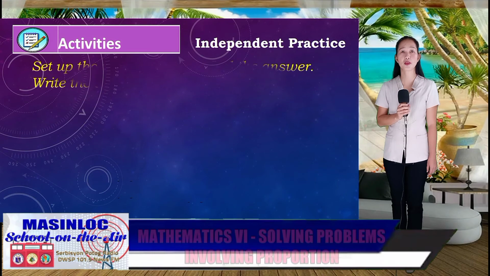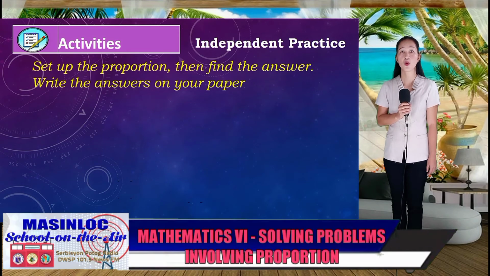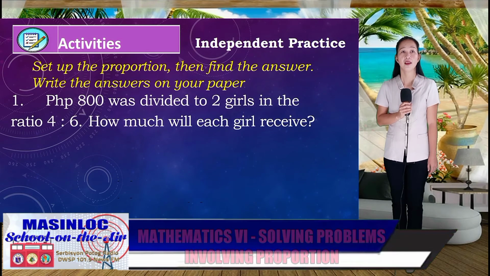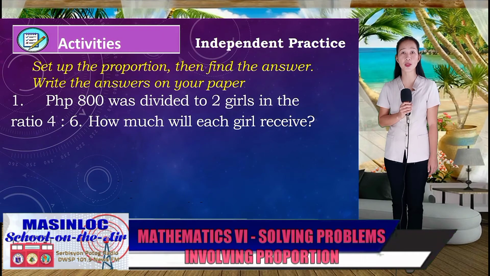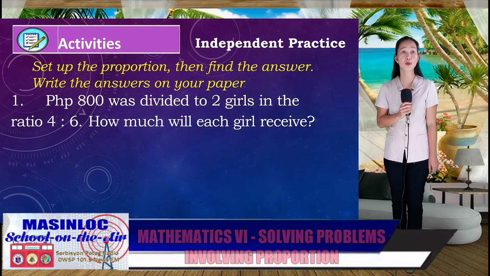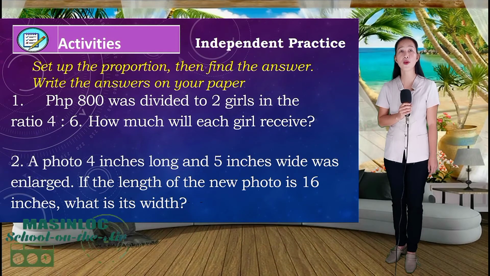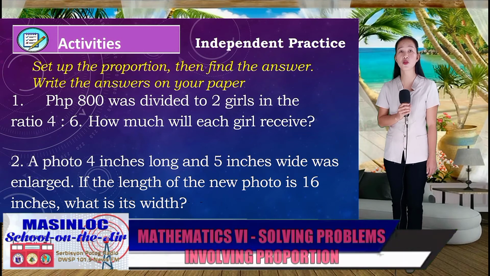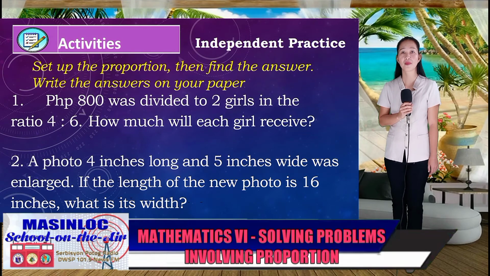Set up the proportion, then find the answer. Write the answers on your paper. Number 1. 800 pesos was divided to 2 girls in the ratio of 4:6. How much will each girl receive? Number 2. A photo 4 inches long and 5 inches wide was enlarged. If the length of the new photo is 16 inches, what is its width?